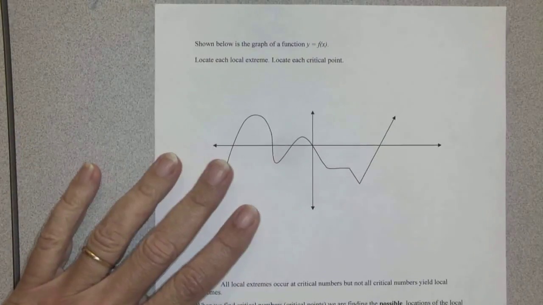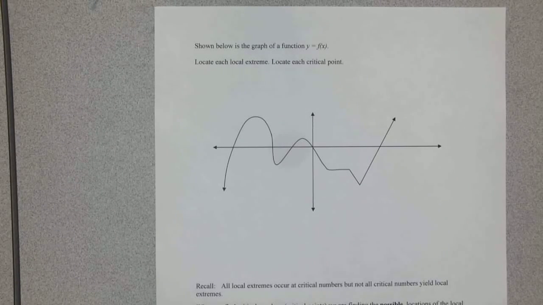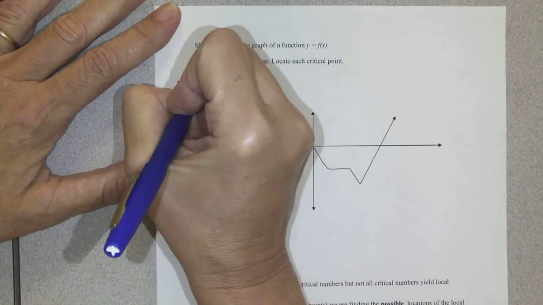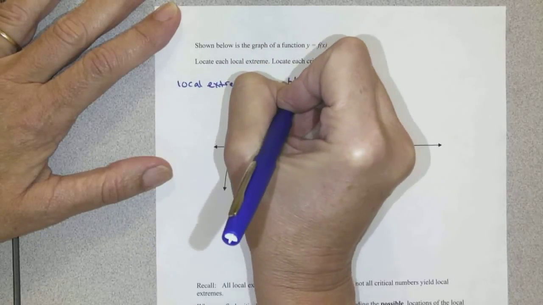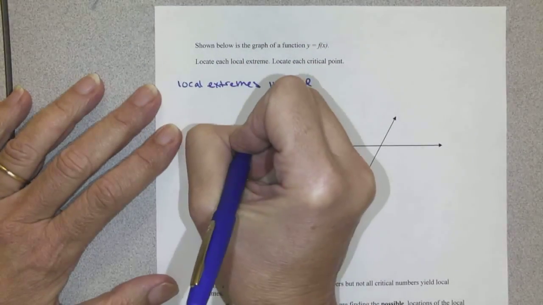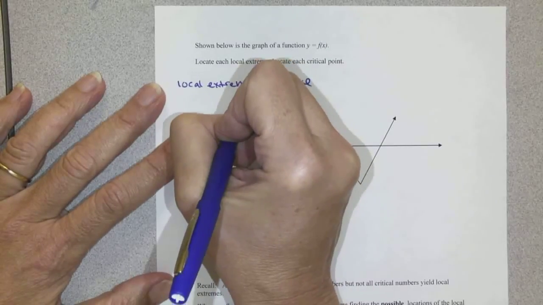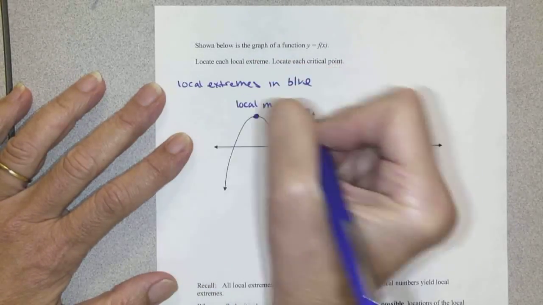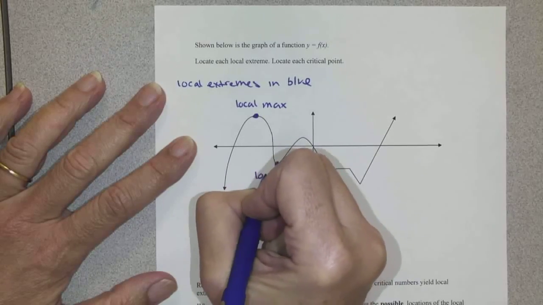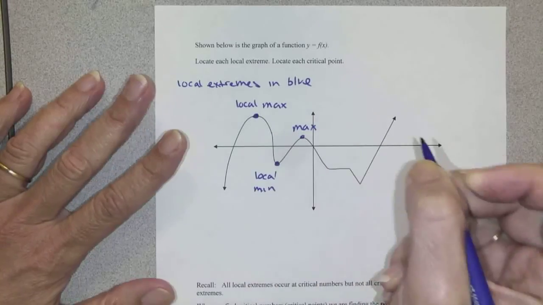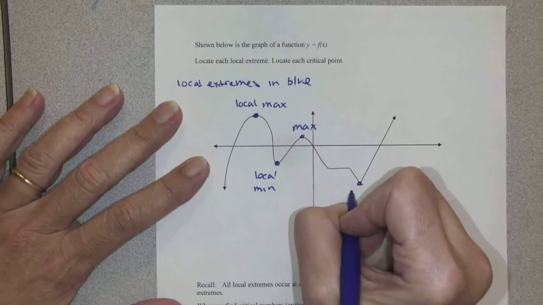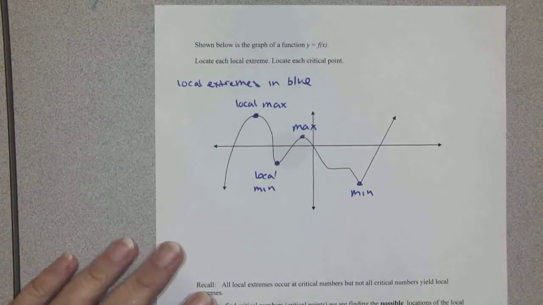Then recapping something we already know, but it's very important, so we'll recap it. Locate each local extreme, locate each critical number. So we will do local extremes in blue. So there's a local max. There's a local min. A max, I'm going to stop writing the word local. Min.